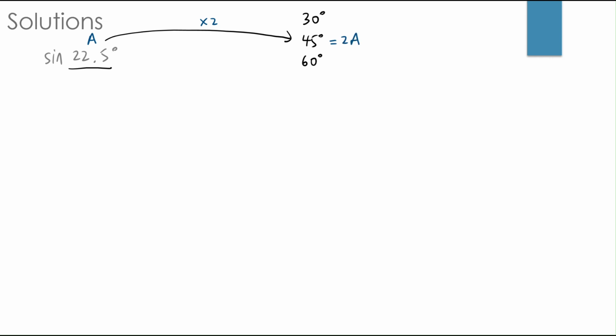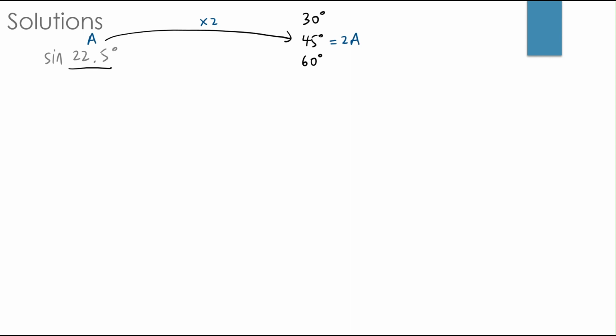So sine 22.5, notice that the angle is 22.5 degrees. Now, in our syllabus, the special angles are 30 degrees, 45 degrees, and 60 degrees. The one that is related to 22.5 degrees would be 45, by multiplication of 2. So I know that if I take 22.5 as A, then 45 degrees would be 2A. So that reminds me of the double angle formula.